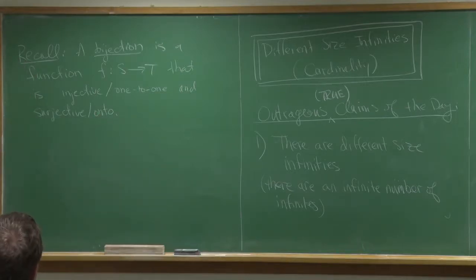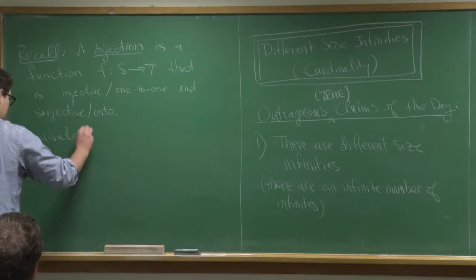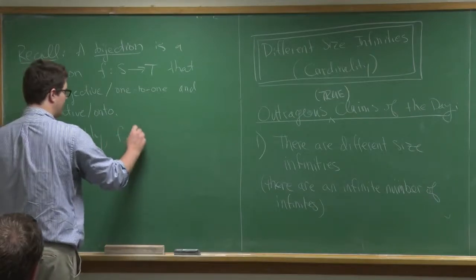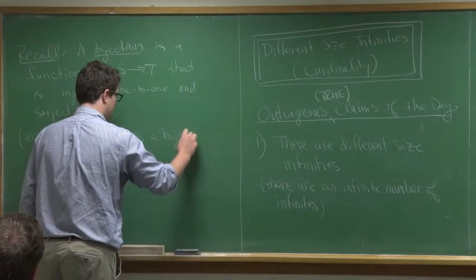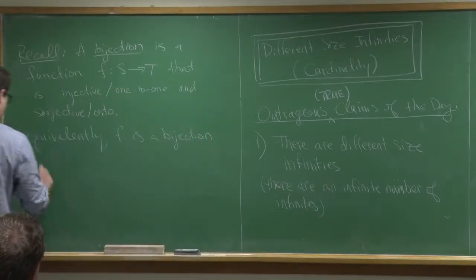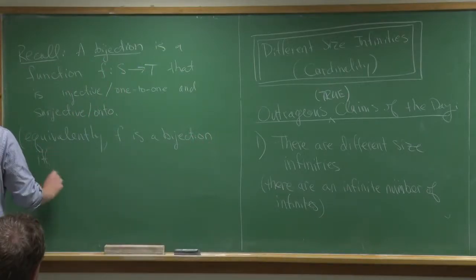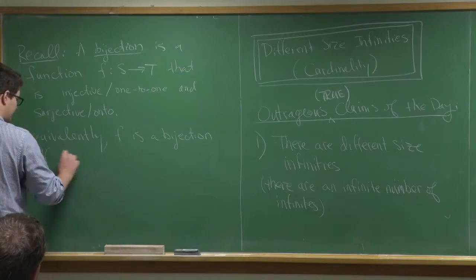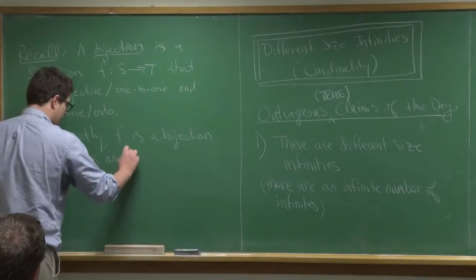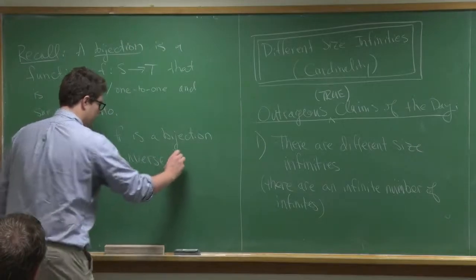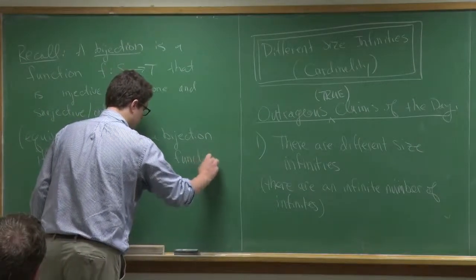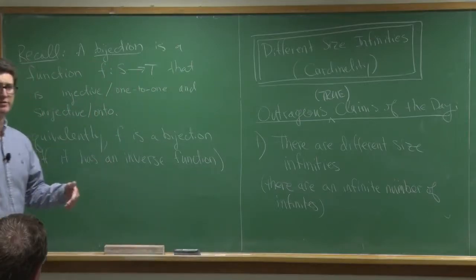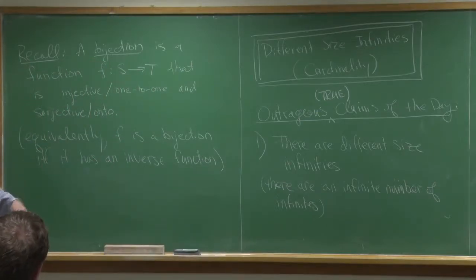Okay? So, all right, equivalently, f is a bijection if and only if it has an inverse function. Okay, it has a left and right inverse function, and when you have a left and right inverse, they're the same thing. Okay, so this is something that we talked about.